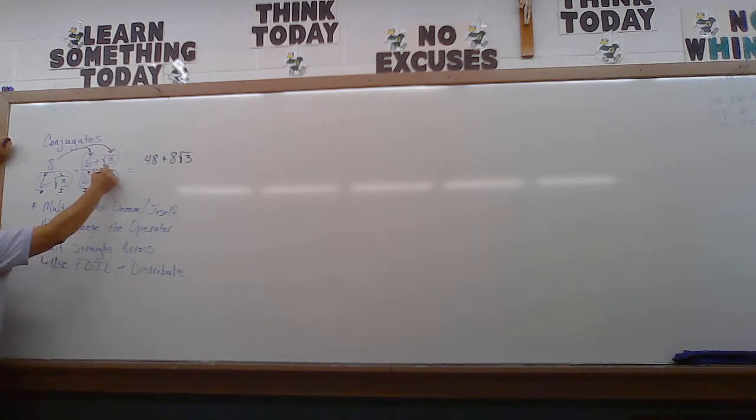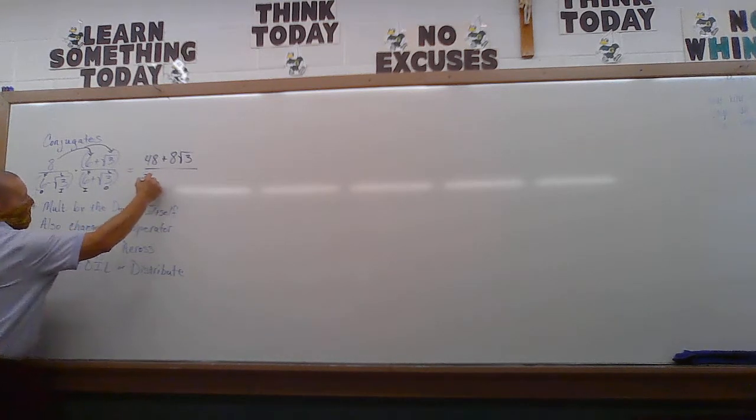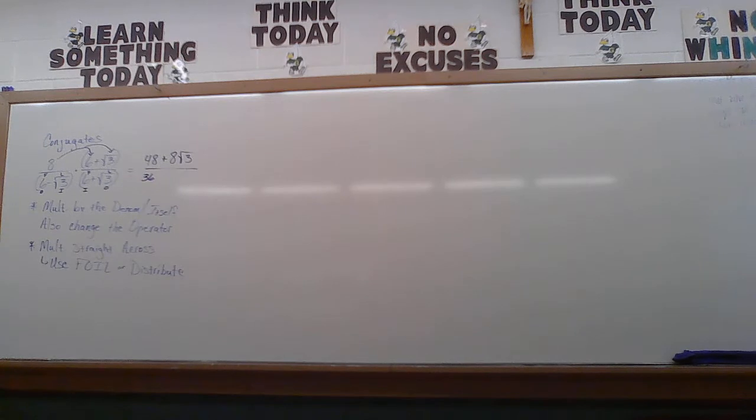But they just told me then what I'm going to multiply: the F's, the O's, the I's, and the L's. So if I do my first terms, what do I get? Come on. 36. Outside terms, what do I get? Where the two O's are, if I multiply those together, what do I get?